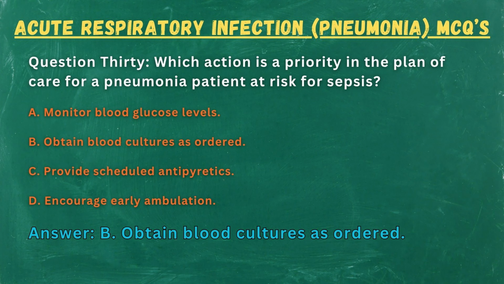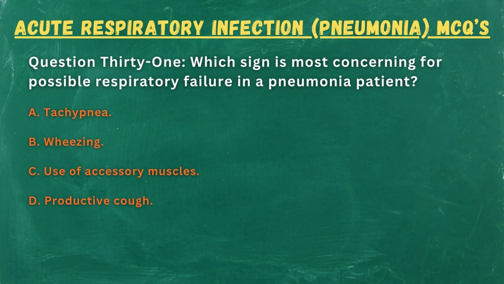Answer. B. Obtain blood cultures as ordered. Question 31. Which sign is most concerning for possible respiratory failure in a pneumonia patient? A. Tachypnea. B. Wheezing. C. Use of accessory muscles. D. Productive cough.